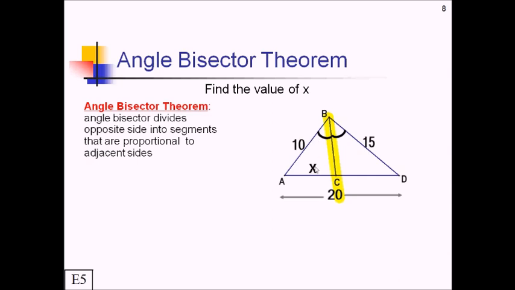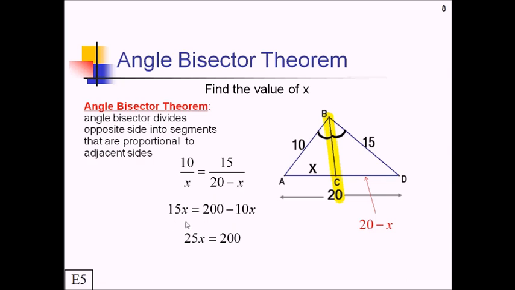10 over x equals 15 over whatever this side is. The problem here is that they didn't give us this CD side, so we have to do a little bit of creative algebra. We already know that the whole side AD is 20, and we've lost x of it over here. So to get CD, we have to do the whole side 20 minus x. All right, now we can set up our proportion. 10 over x equals 15 over 20 minus x. So cross multiplying, 15x equals 200 minus 10x. Adding 10x over here, 200 divided by 25 is going to be 8.